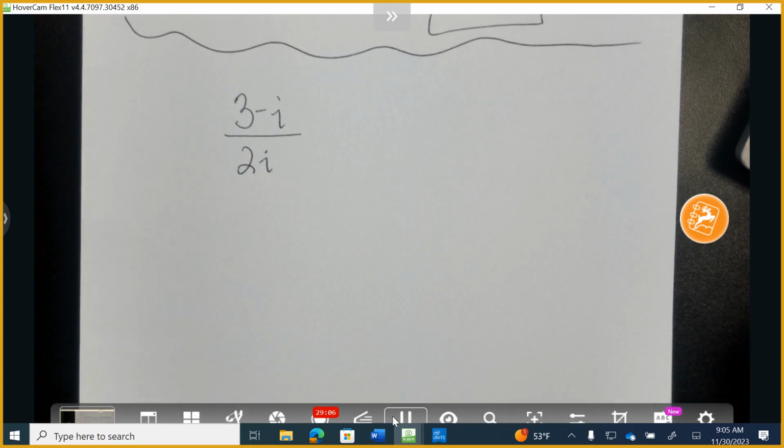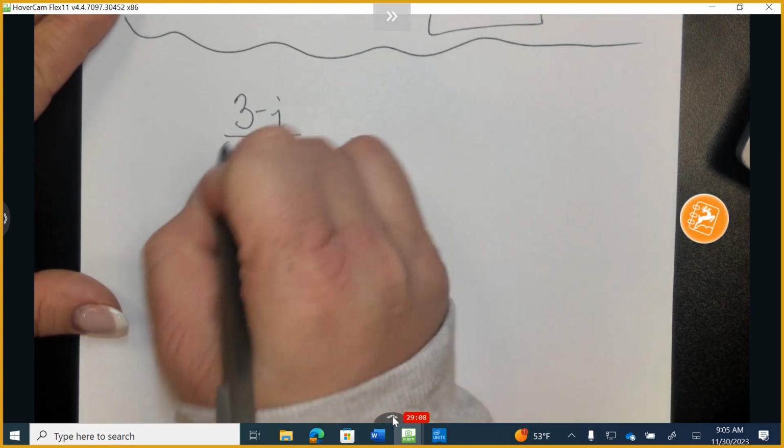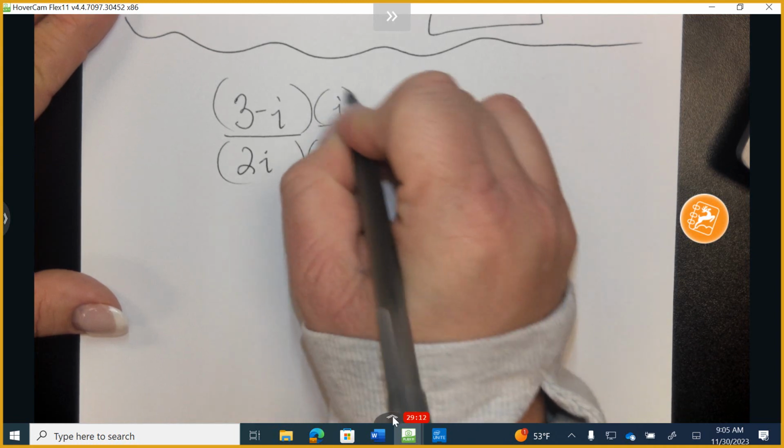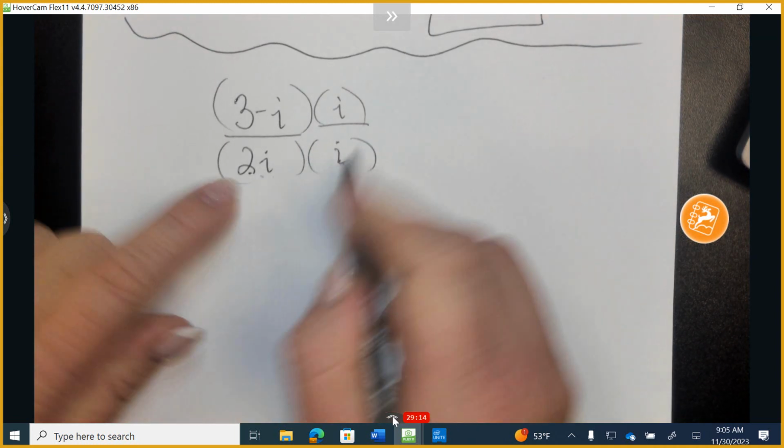This would be tricky. Let's try. So I'm going to take the top and the bottom by i. So I have 2i squared.